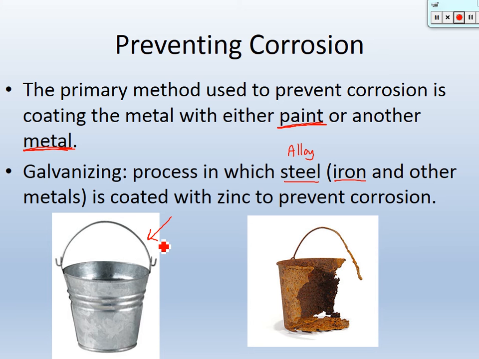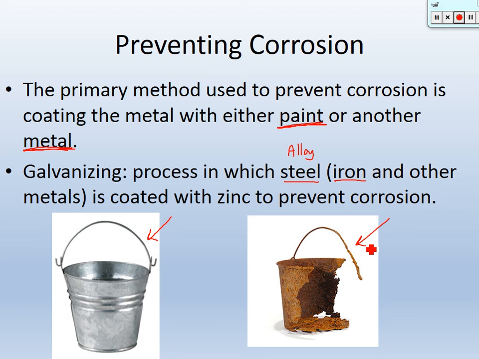Well, here's a bucket that's been around for a while. We can tell because it's really corroded. A lot of the iron has been oxidized, and now it's very weak and it's really not useful anymore. So, galvanizing is the process of plating your metal with zinc.